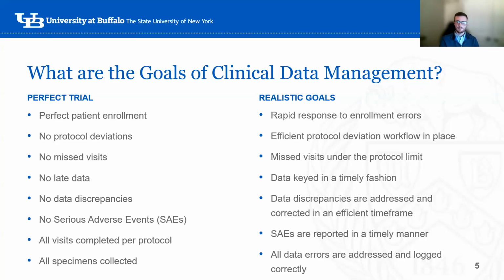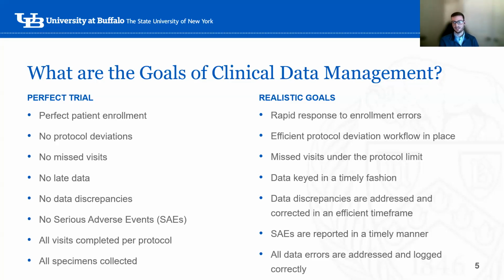So we want to rapidly respond to enrollment errors. It's going to happen, and it happens all the time. Maybe something is done incorrectly, a participant doesn't meet the inclusion-exclusion criteria, they're inadvertently enrolled early, something like that. So we want to make sure that we're responding to those enrollment errors as quickly as possible, and then we're adjusting our accrual goals, or we're taking them off study, or anything like that as fast as possible.